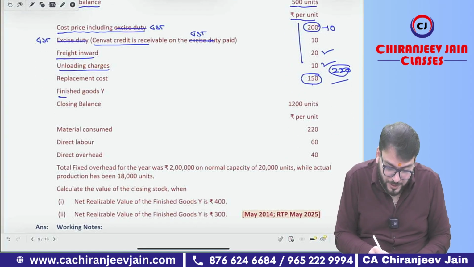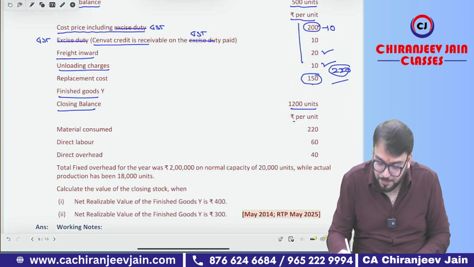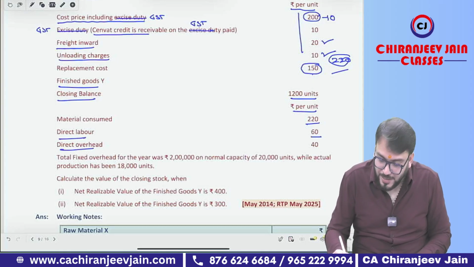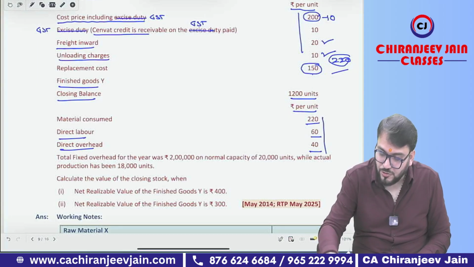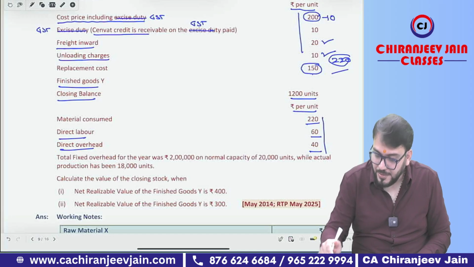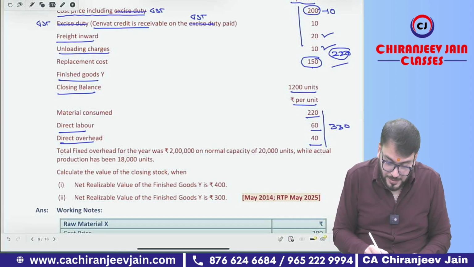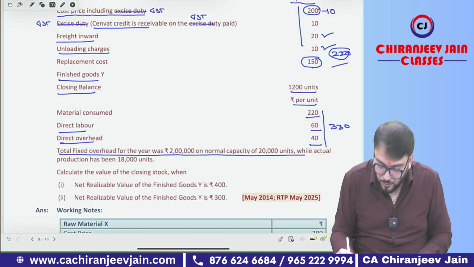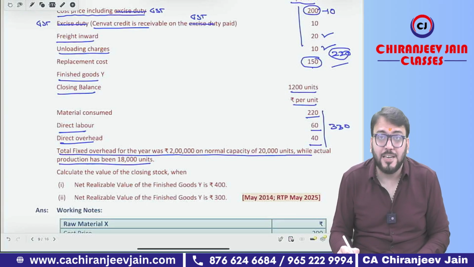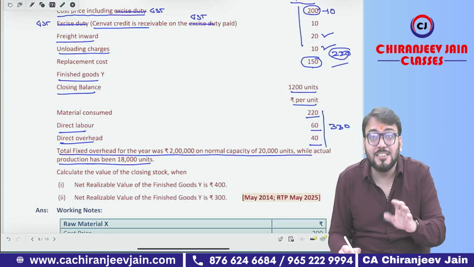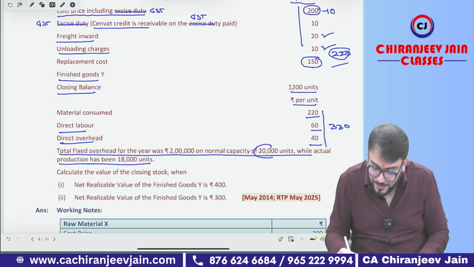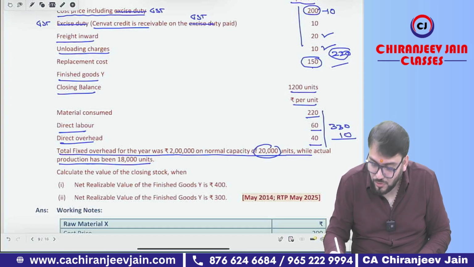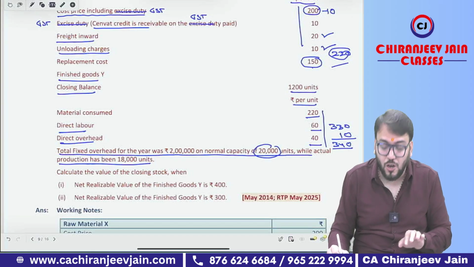Now they have given information of finished goods Y: closing balance 1200 units, per unit material consumed 220, direct labor 60, direct overhead 40. This total is how much? 220 plus 100 is equal to 330. Correct. Then total fixed overhead for the year is 2 lakh on a normal capacity of 20,000 units, while actual production has been 18,000. So it will be allocated based on normal or actual, whichever is higher. So higher, we'll say 2 lakh divided by 20,000 is equal to 10. So we'll add 10 also. It will become 340. So 340 is the cost price.